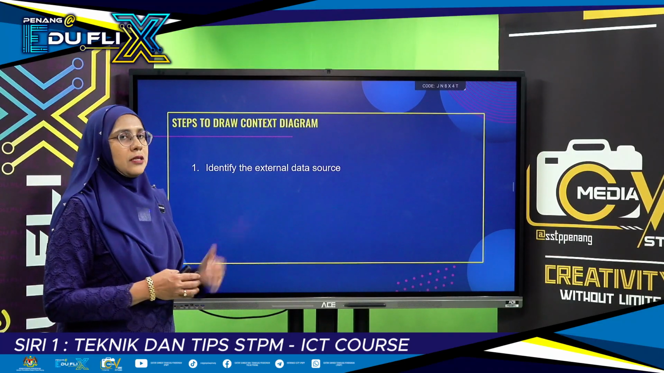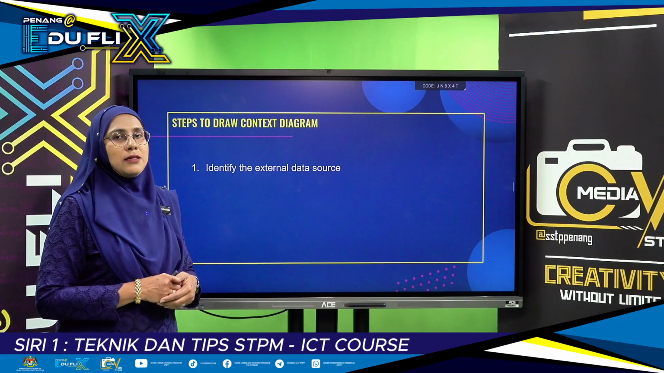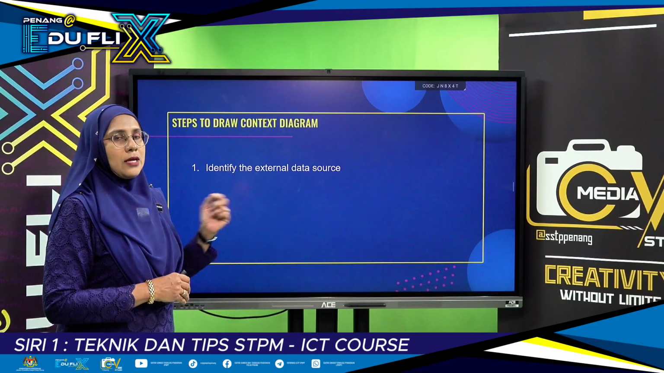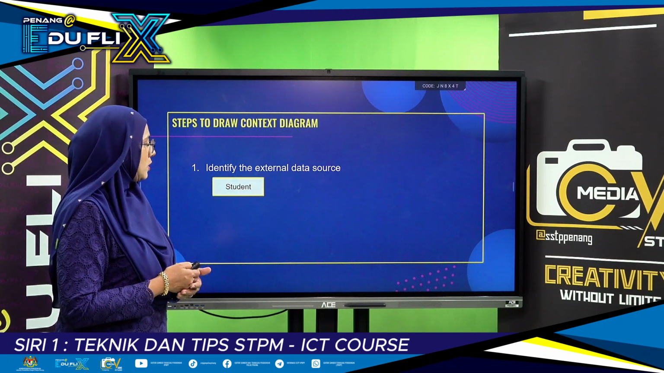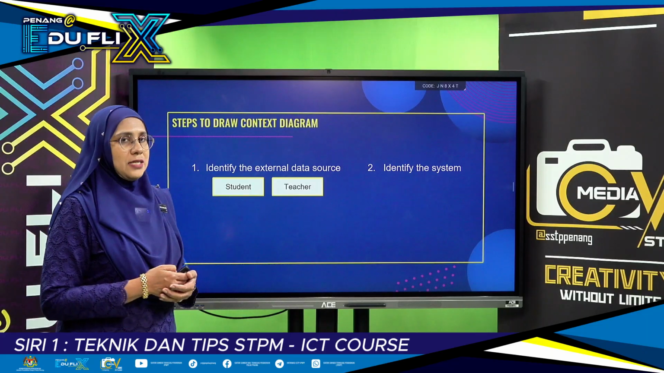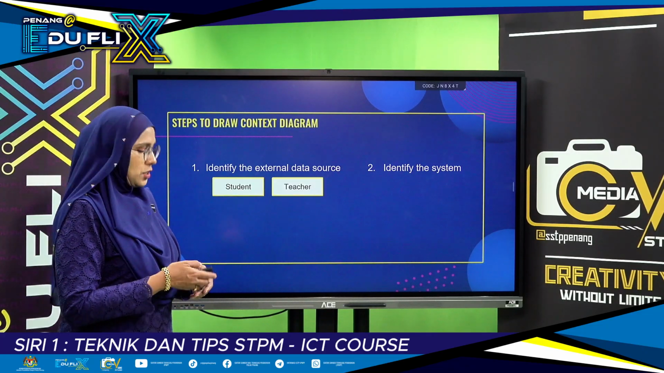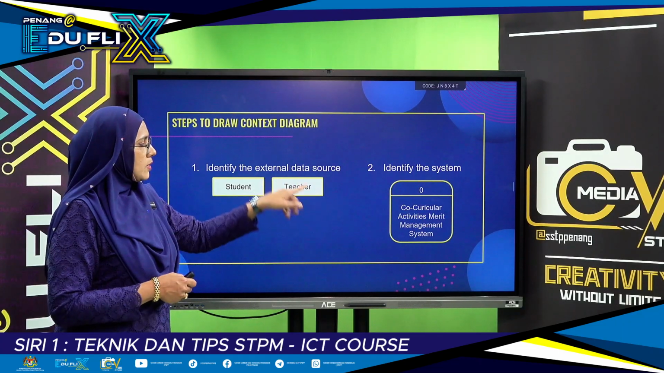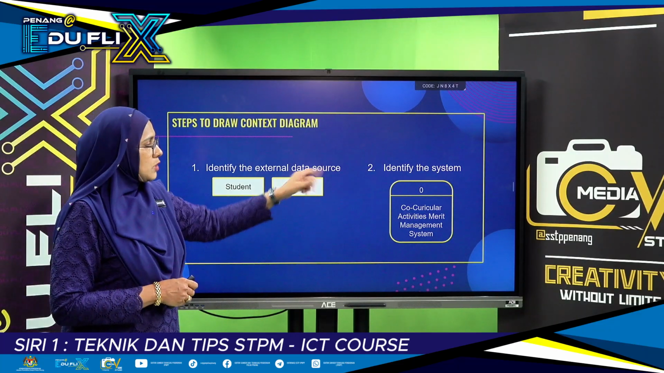Okay, so there are tips to draw a context diagram. First of all, you have to identify the external data sources. So from what we have read just now, there are two external data sources. The data sources will be the teacher and also the student. And then next, identify the system. Obviously, we have to do the co-curricular management system. So you draw the symbol, a rectangle with a line, and then you put 0 because this is a context diagram. You must put 0 there.